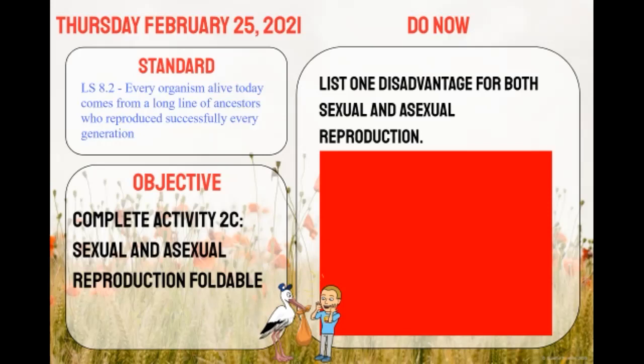A disadvantage of sexual reproduction is that you could pass on harmful traits and it takes a longer time to happen. A disadvantage for asexual reproduction is that there is no genetic variability, which means it's going to be harder for that asexual reproducing animal or organism to change or to survive in a changing environment.